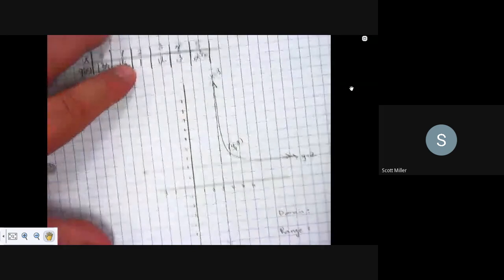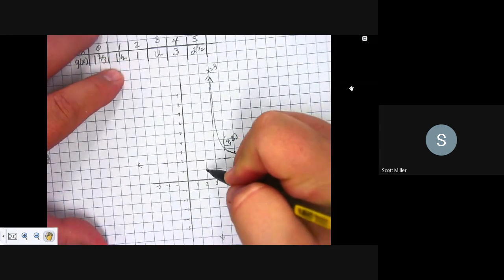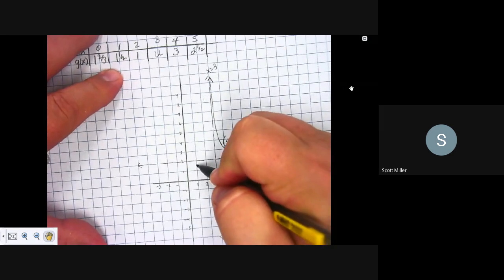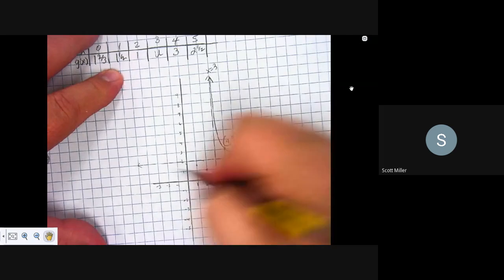Over here, graph these things. So I have 2, 1. And then 1 is 1 1/2. 0 is 1 2/3. So you can see there's my dots there.